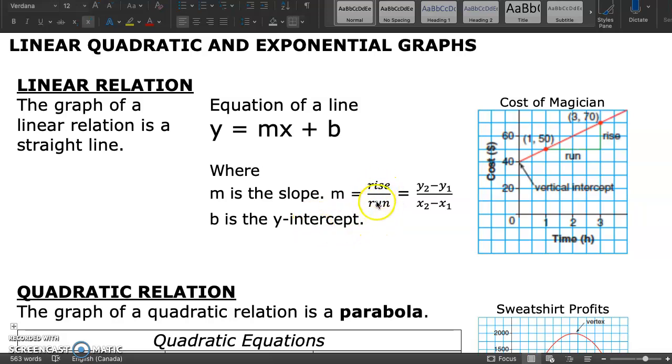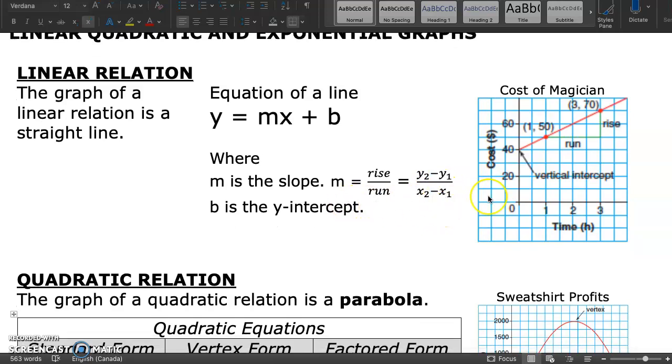The rise over run definition of slope is helpful for when we have actual grid spaces that we can see and count on a graph. Whenever we just have 2 points or 2 instances in a word problem, we can use x1, y1 as our first instance or point, and x2, y2 as our second instance or point. So in this case, it would be 70 minus 50 over 3 minus 1. B is the y-intercept. In this case, the initial value, or y-intercept, is 40.